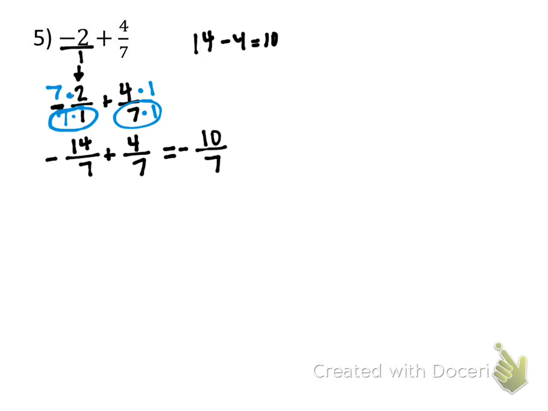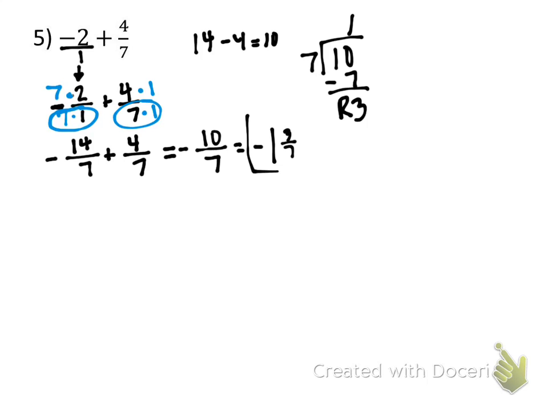Almost done. Need to do a side problem. 10 divided by 7, which is 1. Subtract, you get a remainder of 3. So this is like saying -1 and 3/7. Okay? So those are the basic steps.